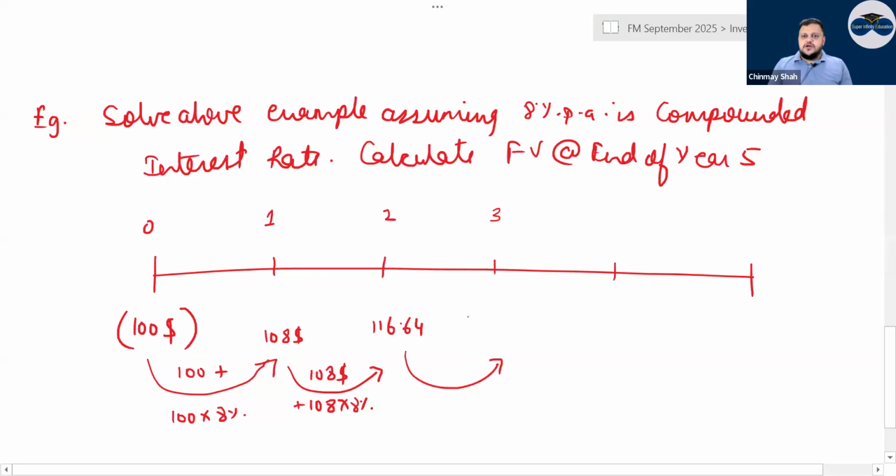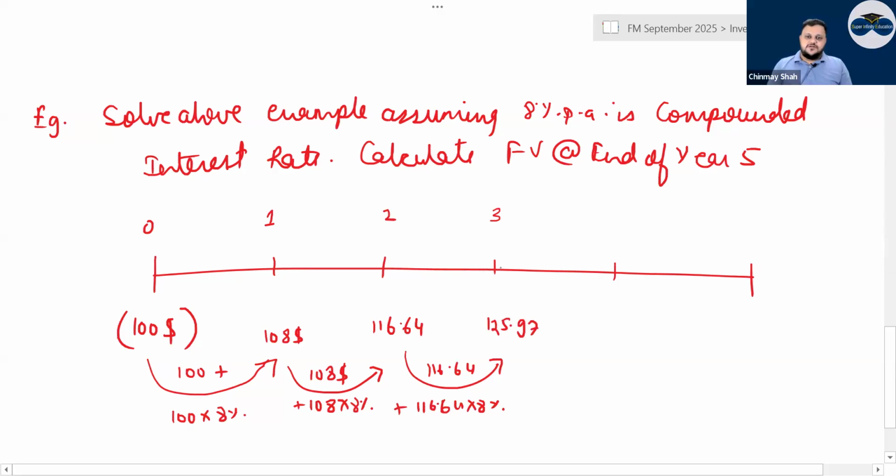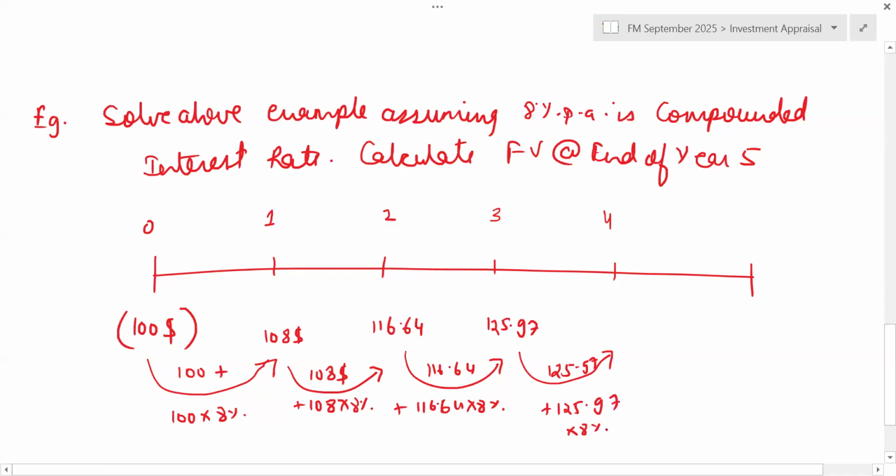Again, that 108 into only 8%? No. It is 116.64 plus 116.64 into 8%, which is 125.97. Then for the fourth year, 125.97 plus 8% of 125.97, which is 136.05.